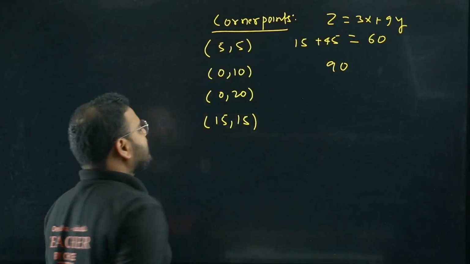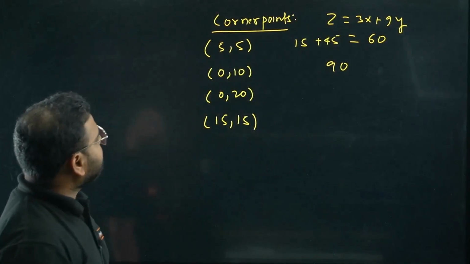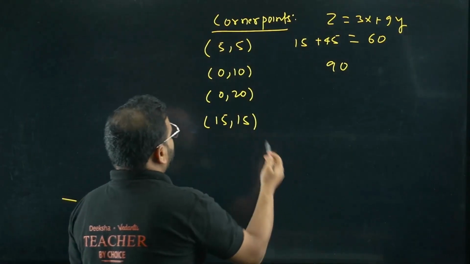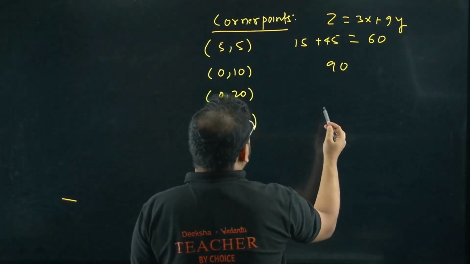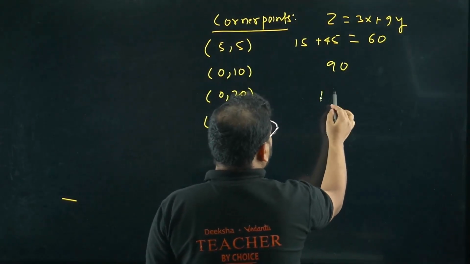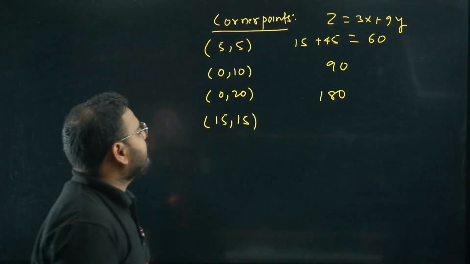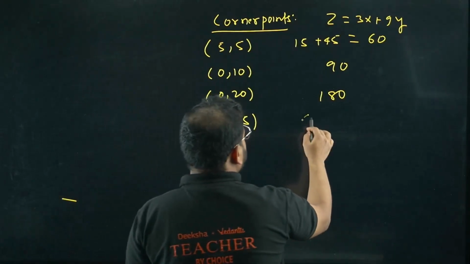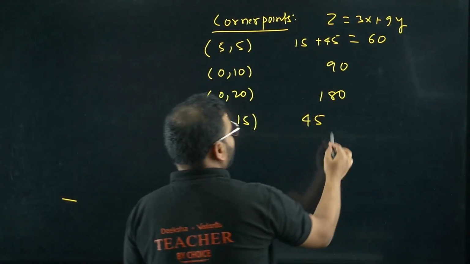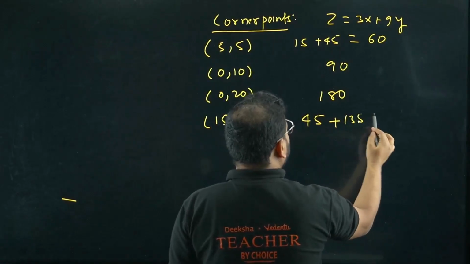0 into 3 is 0 and 10 into 9 is 90. Okay. 50 plus 10 is over here, I get 0 over 0, and 20 times 9 is going to be 180, and this one, 15 3s are 45. Okay, 15 9s are 135. Please add it. What are you getting again?